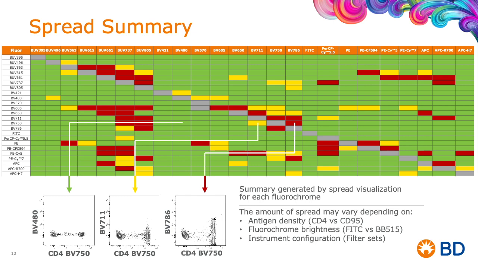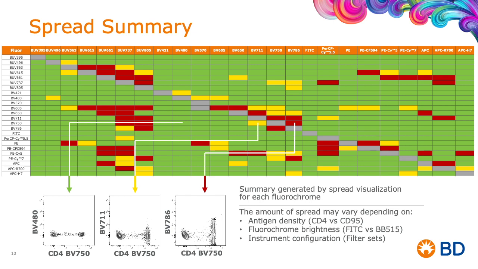What you're seeing here is a matrix, a summary of spread. And we're going to address a couple of questions about this matrix. How was this generated? How do we read it? And how do we use it for panel design?